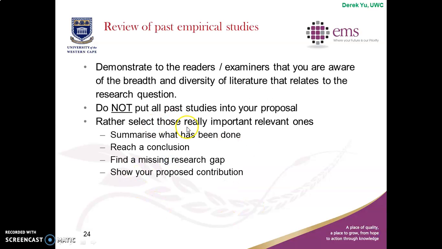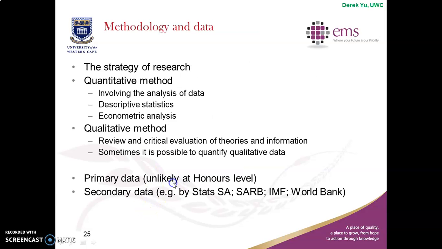Okay. Review of past empirical studies. Again, for the proposal or even your actual research essay, you can't review all the past empirical studies. So rather review the important ones, the most relevant ones, the well-known ones. After reviewing the well-known past empirical studies, you summarize what has been done, you reach a conclusion, then you should be able to find a research gap that your proposed study would want to fill.